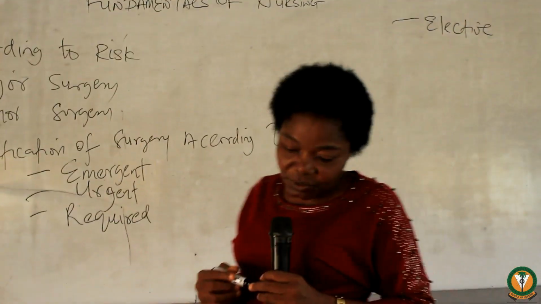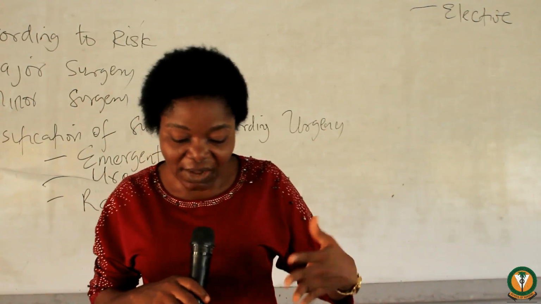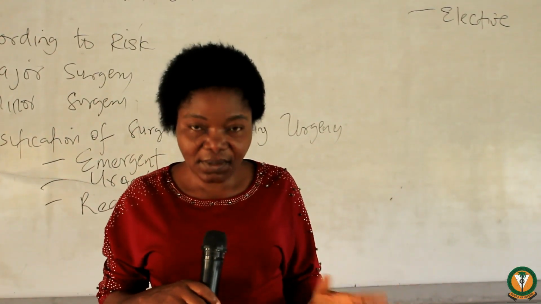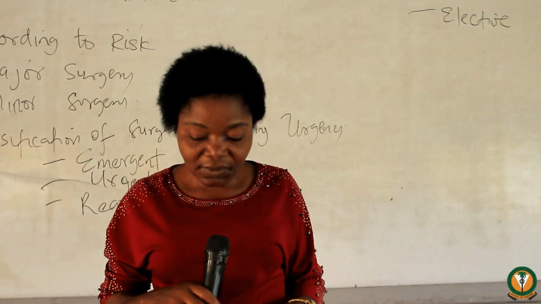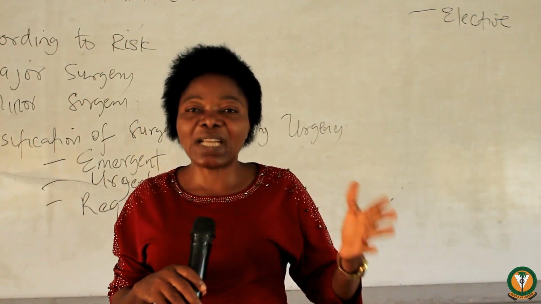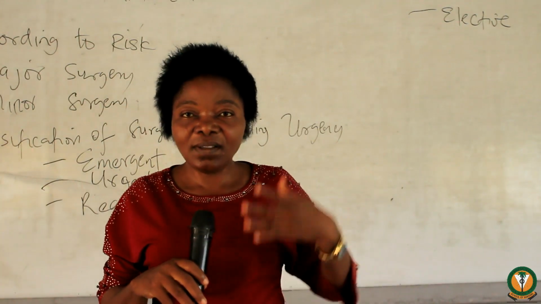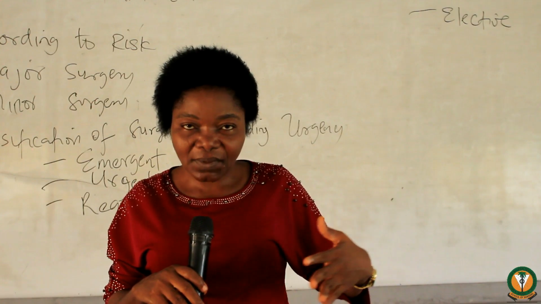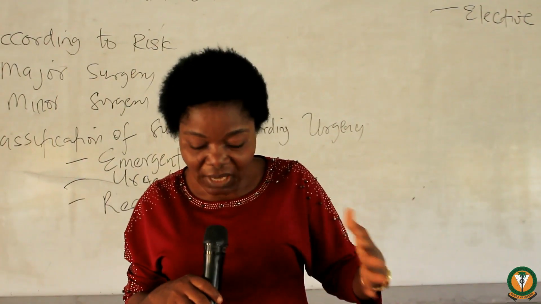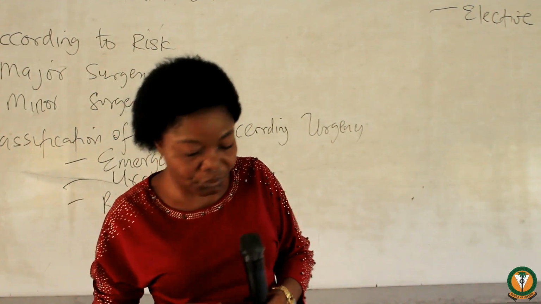In elective surgery, the patient should have the surgery done, but failure to have it is not life-threatening. That's what we mean by elective. An example of elective surgery is repair of VVF, vesicovaginal fistula, or atresia. It has to wait for some time before you do it. It's not life-threatening.